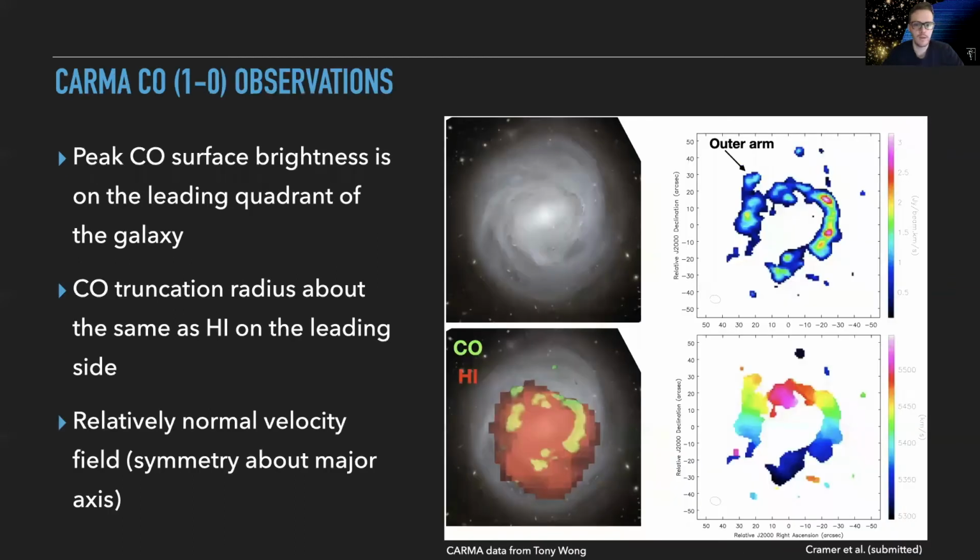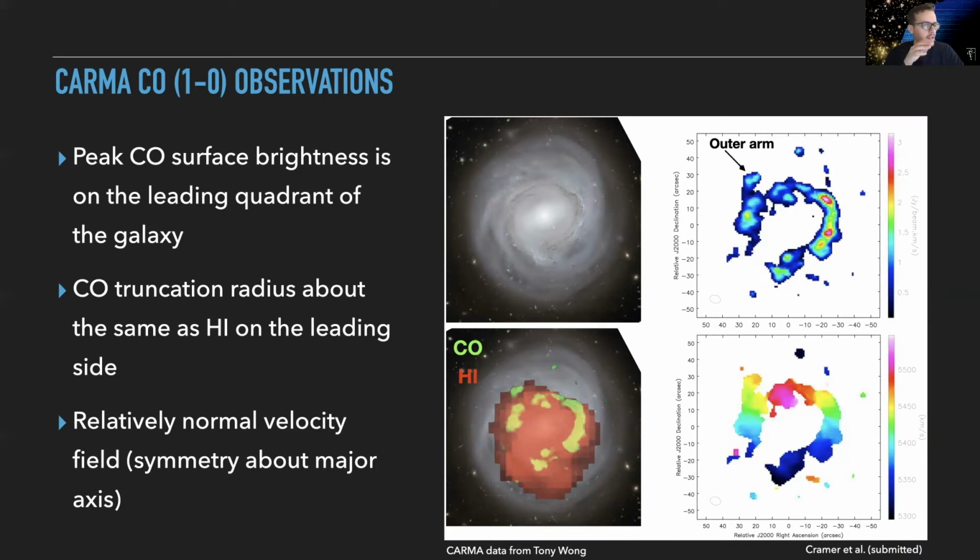We wanted to study what happens to the densest ISM, that's the molecular gas. To do so, we had observations from the CARMA array that were taken by Tony Wong with about a 4x6 arc-second resolution, which is about 2x3 kiloparsecs for the primary beam. And you can see on the top right, I show a moment zero map.